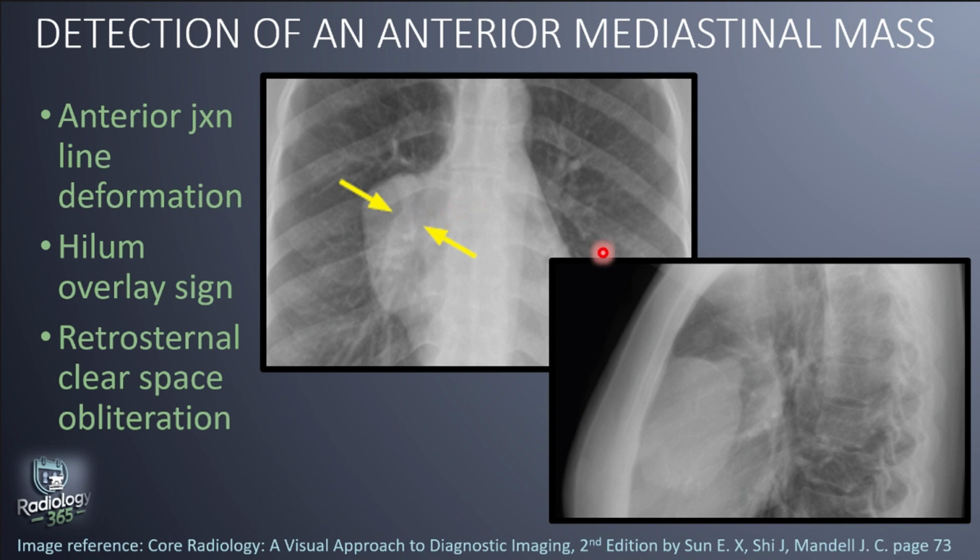Then on the lateral radiograph, we see the mass in the retrosternal clear space directly behind the sternum. And this confirms its anterior mediastinal location. This was later found to be a teratoma.